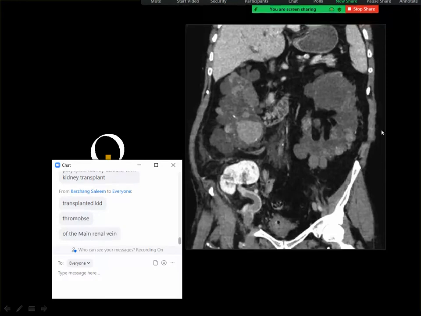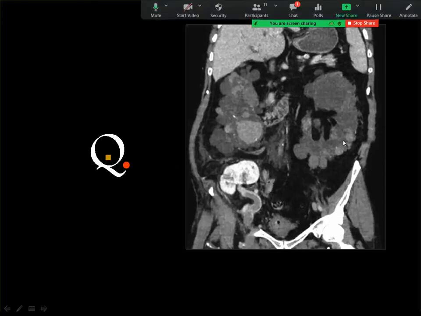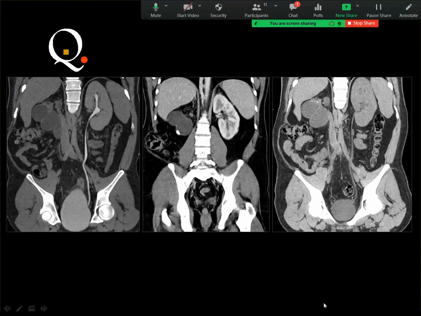Yes, and this is the right answer. You got these non-functioning polycystic kidneys with multiple hyperdense cysts, and this is the transplanted kidney, which is most likely rejected because of the retained contrast material within the renal parenchyma and the thrombosis of the renal vein. And this is renal vein thrombosis of a transplanted kidney with bilateral non-functioning polycystic kidneys.